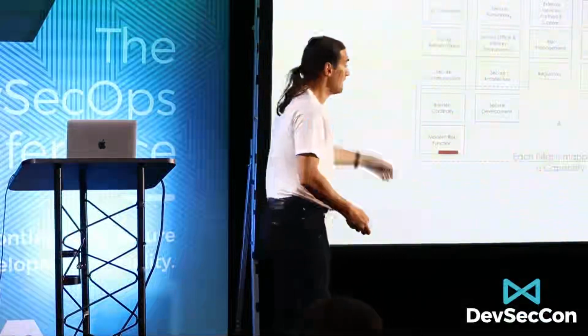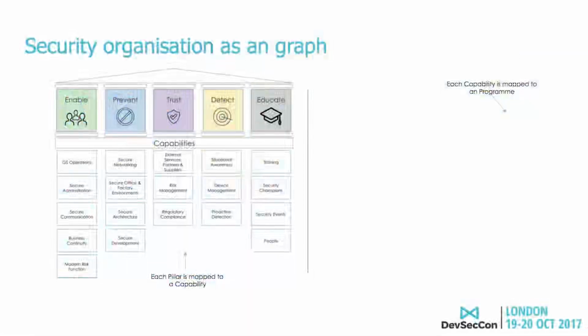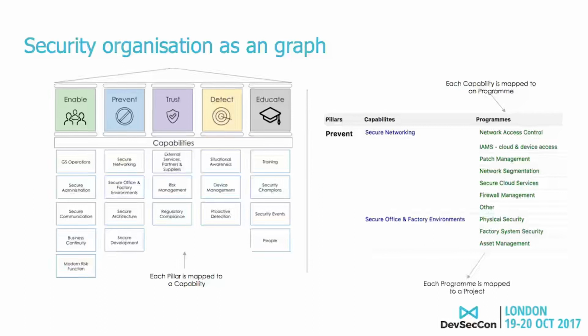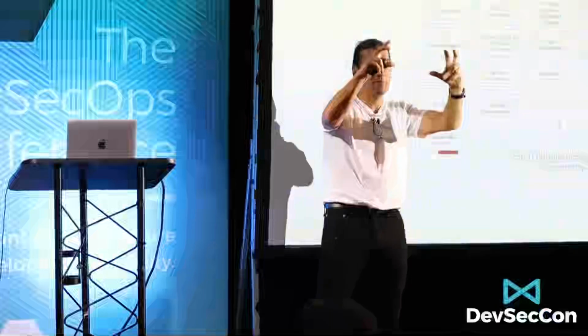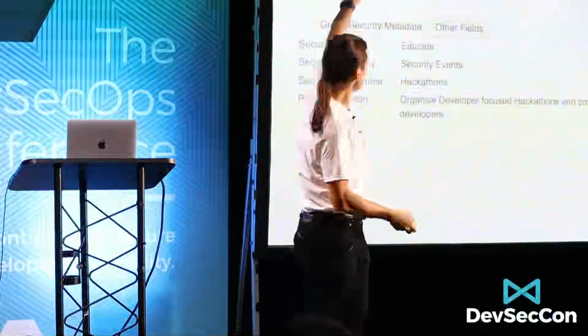And then what's interesting is that we also have the capability mapped to a program. So if you take the prevent pillar and the secure network capability, we have these programs of stuff that we do, and the programs are mapped to projects. So you have this really cool world where a pillar maps to a capability, which maps to a program, which maps to a project, and then, here's a project, right?